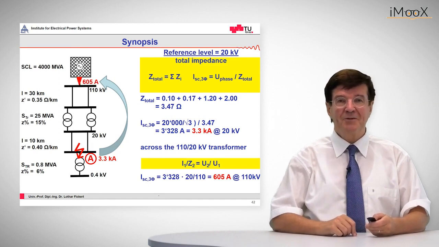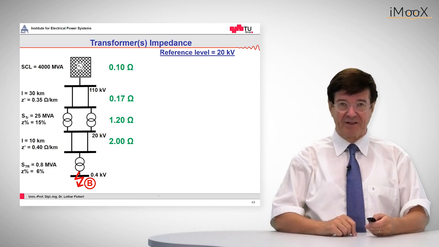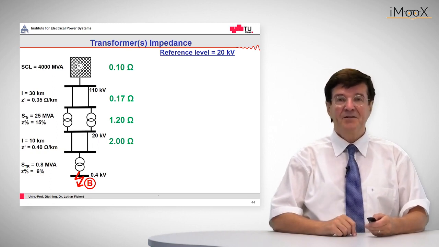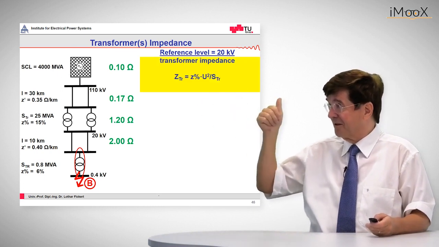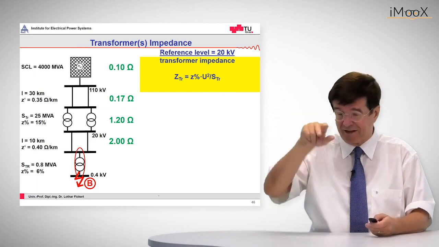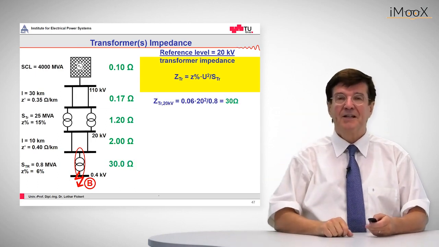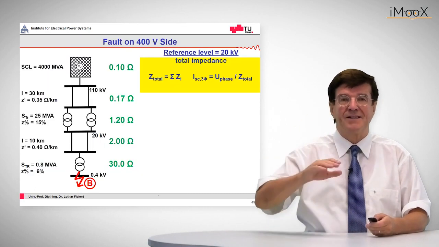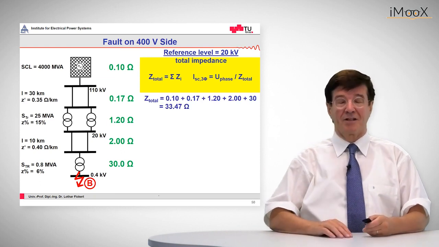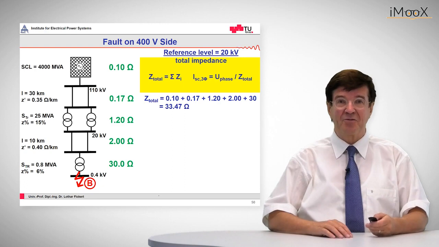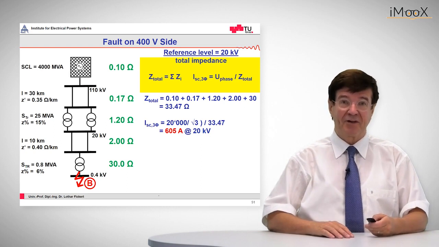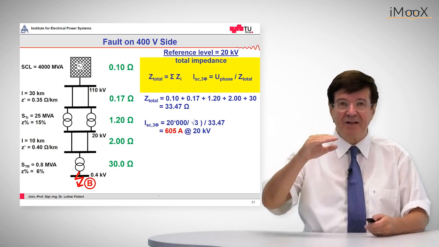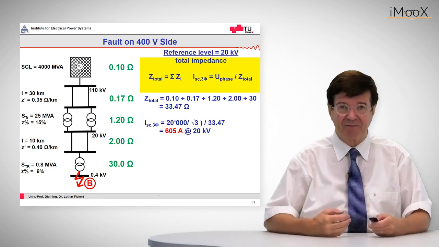The next one is fault B, which is the fault on the low voltage side of this distribution transformer. So again, we calculate the impedance of that transformer, which is the product of the percentage impedance times U squared divided by the apparent power of that transformer, and the result is 30 ohms on 20 kV level. Now we add all these impedances up, obtain a total series impedance of 33.47 ohms, and divide the phase voltage by this value. The outcome is 605 amps on the 20 kV voltage side, which is our reference voltage level.